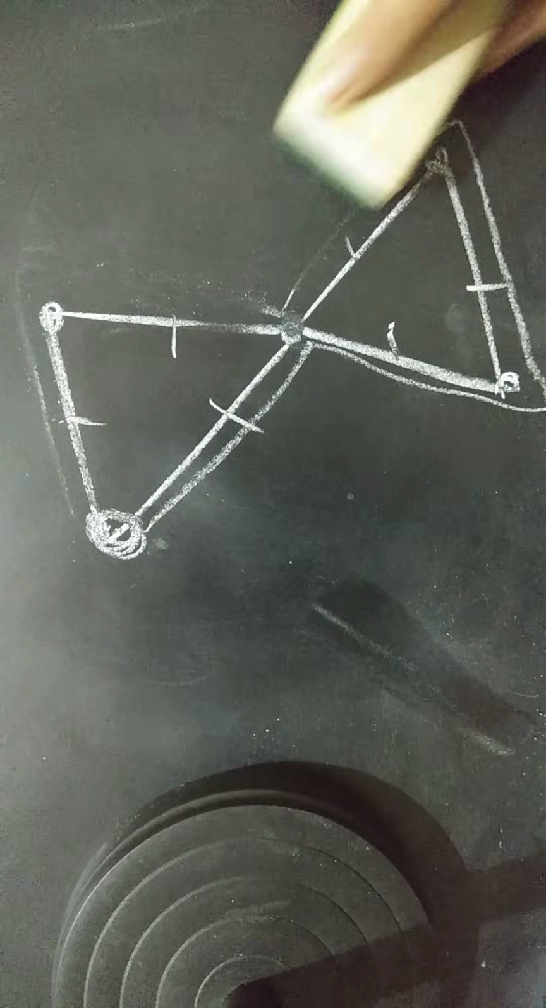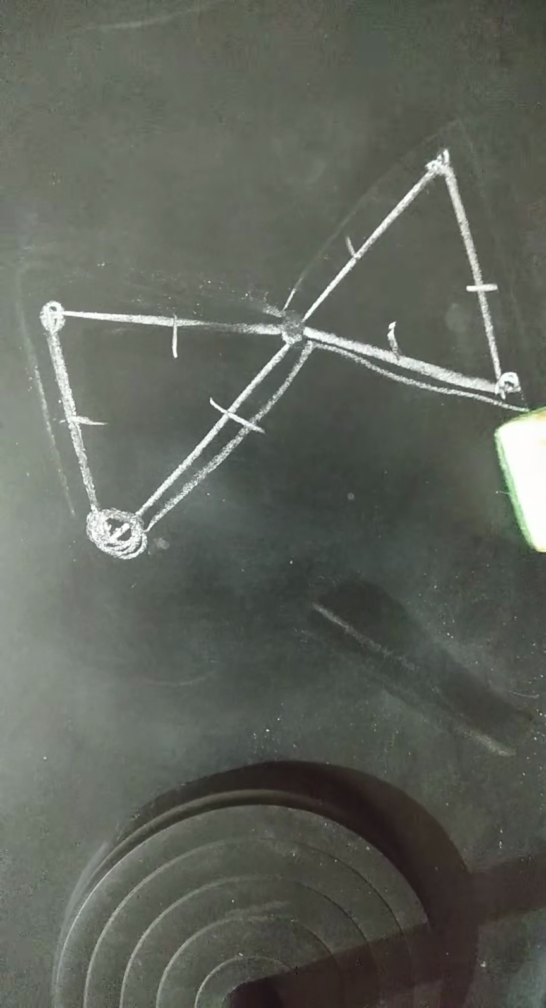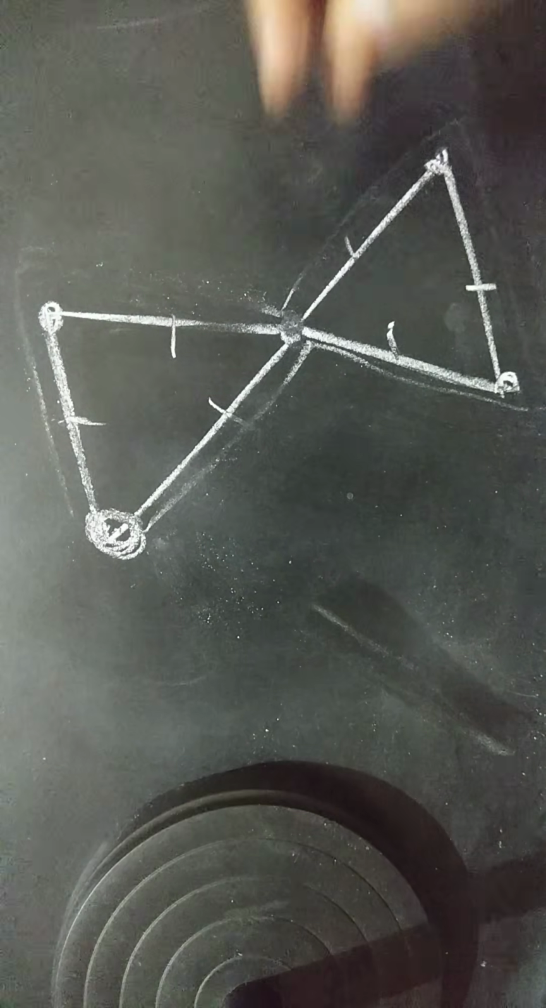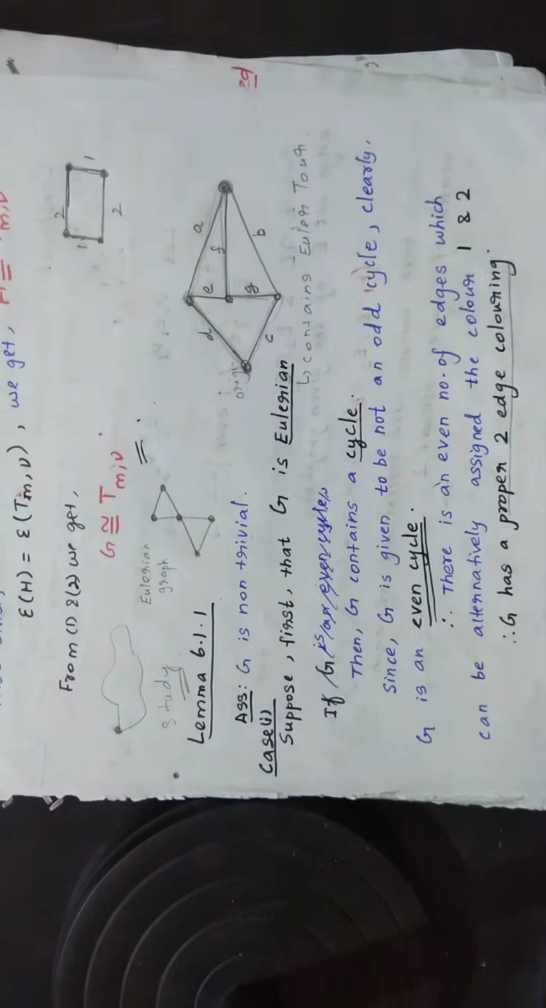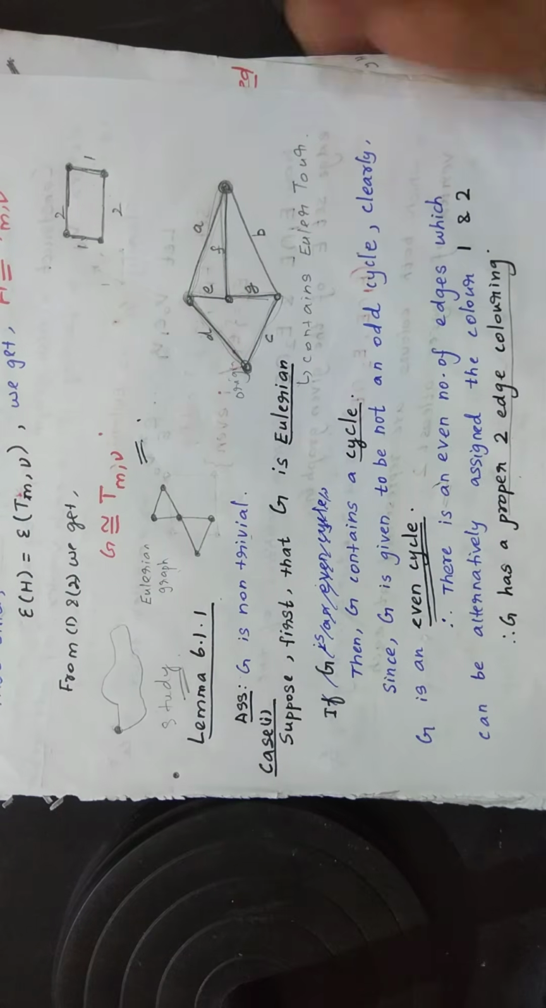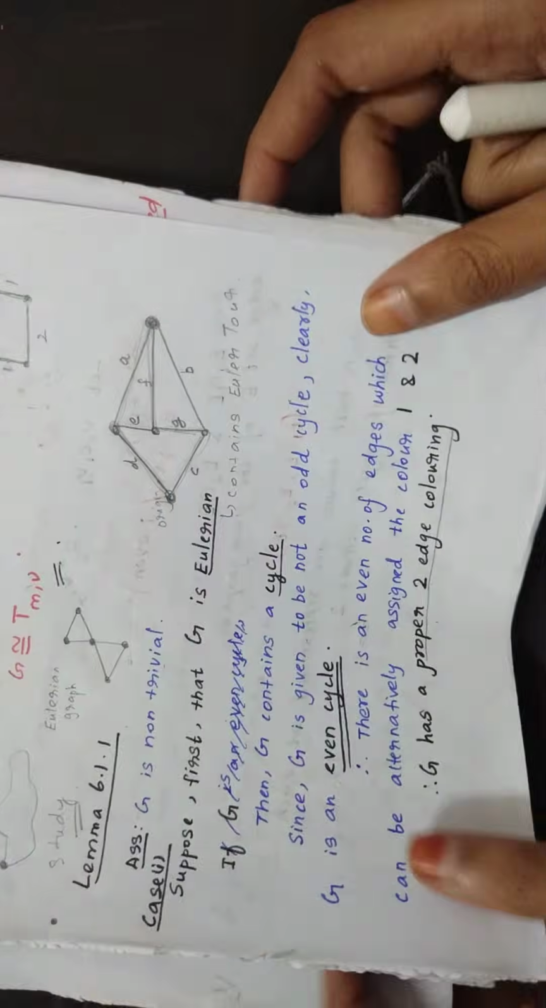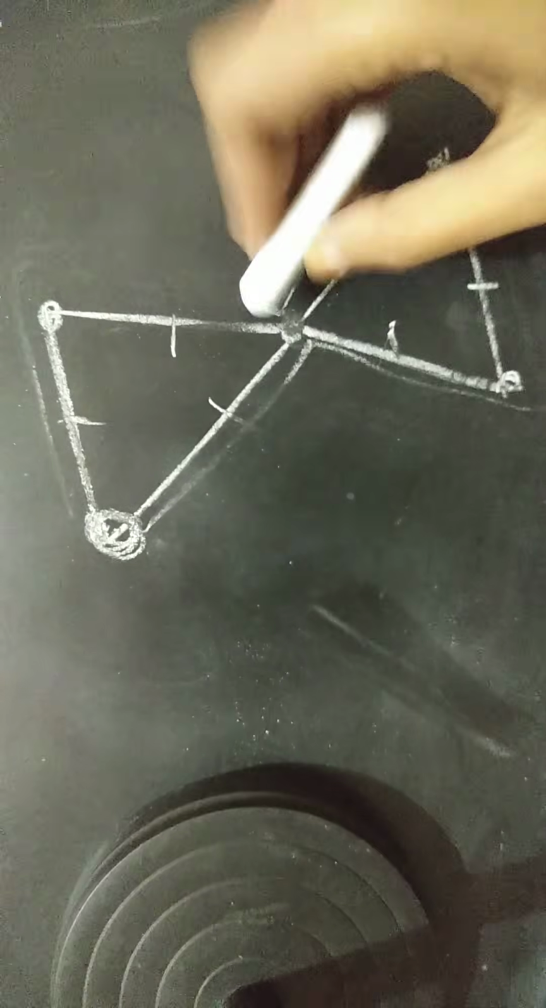Now let us come back to our proof. Here in our first case, you are saying the graph G is Eulerian. It means you know that it contains an Euler tour. If there is an Euler tour, surely there will be a cycle, right? Here you can see a cycle.